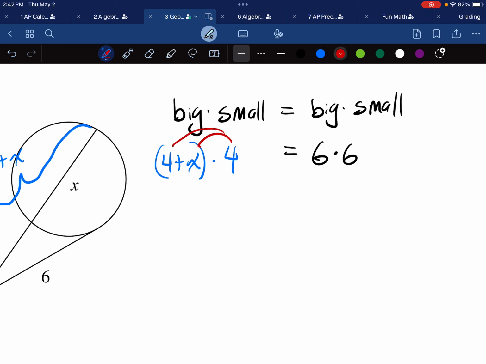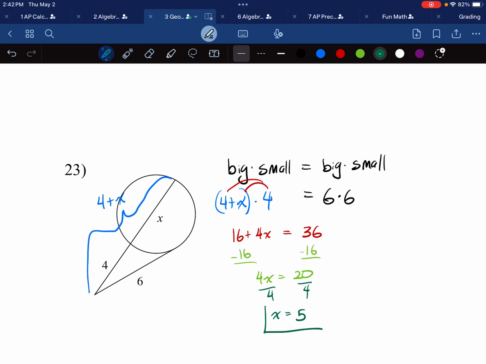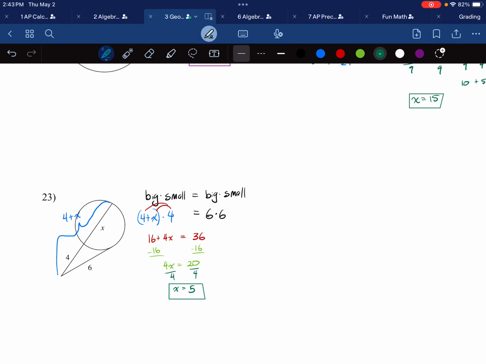Let's go ahead and distribute 4 times that, and we get 16 plus 4x is equal to 6 times 6, which is just 36. Let's go ahead and subtract 16, get this equation going. So when I do that, I get 4x is equal to 20. And then finally, divide by 4, x is equal to 5. Nice and easy. And we were solving for x, so I can box the x as well. Number 23 is 5. Moving on.